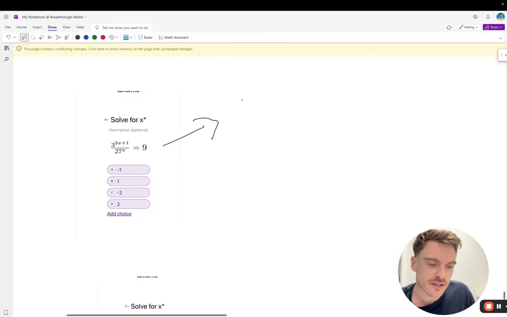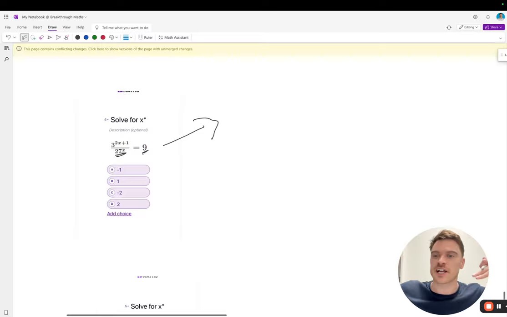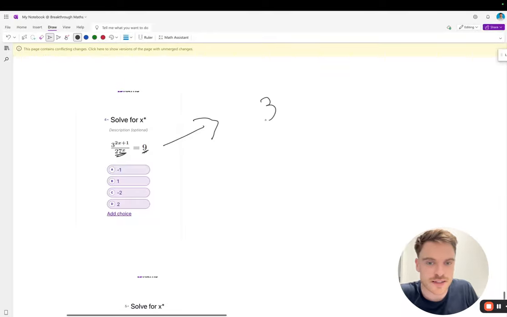It's not that difficult. You just need to work with indices. All right, so you've got to bring it all down to 3. That's the first thing you have to do here, because you can see there's a 3 to the power 2x plus 1, and that's going to be your base. So you've got to bring it all to 3.